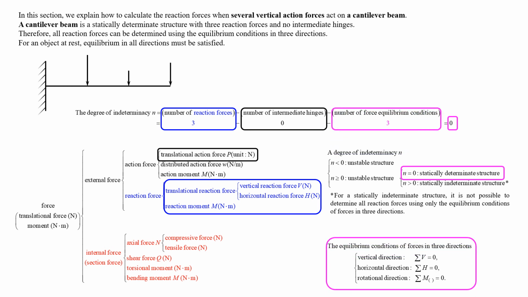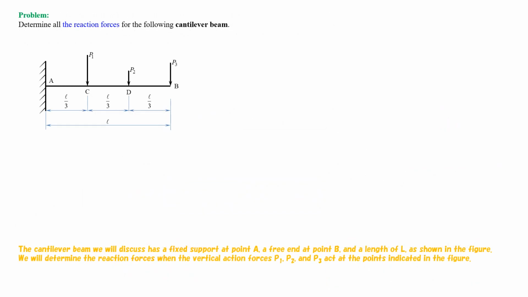For an object at rest, equilibrium in all directions must be satisfied. The cantilever beam we will discuss has a fixed support at point A, a free end at point B, and a length of L, as shown in the figure.